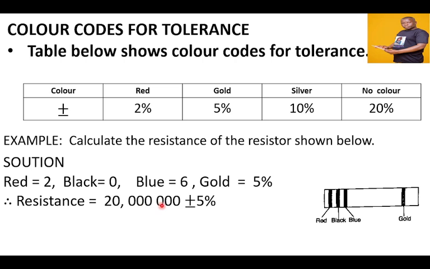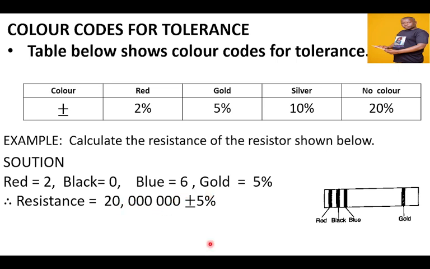And then you wait a minute. Look at the third color. What is the third color? It's blue. But what is the value of blue? It is 6. So this 6 is telling you that you should add 6 zeros at the end of the first and second digits. So you have 1, 2, 3, 4, 5, 6. So that in the end you have 20 mega ohms. This is 20 mega ohms. 20 million ohms. This is the same as 20 mega ohms.